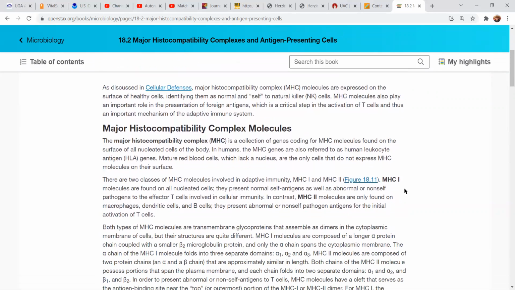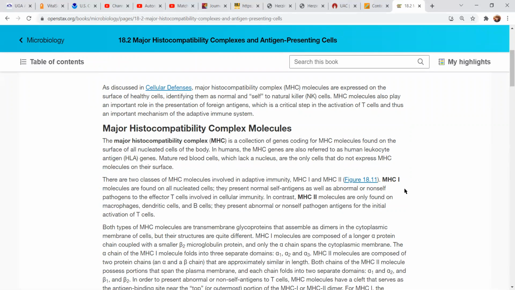So the MHC, major histocompatibility complex, is a collection of genes. It codes for those MHC molecules to be found on all nucleated cells. And in humans, we also call these HLA, human leukocyte antigen genes. So we have two classes of these, MHC1, MHC2.